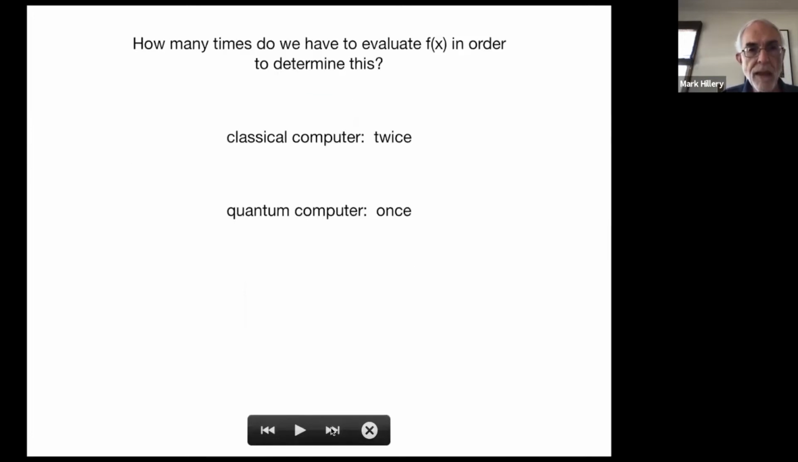So it turns out that on a classical computer, you have to do it twice. You have to find out what is f of 0, and you have to find out what is f of 1, and then just look at them and see whether they're the same or not. But on a quantum computer, you can get away with just using the box once. And you can do that by taking advantage of the fact that you can put the input into a superposition state, and then if you make the correct kind of measurement, you can determine whether the function is balanced or constant with just one measurement, with just one use of the box.